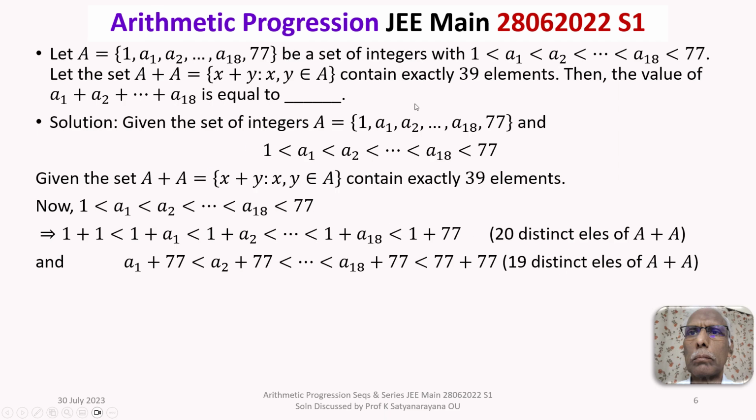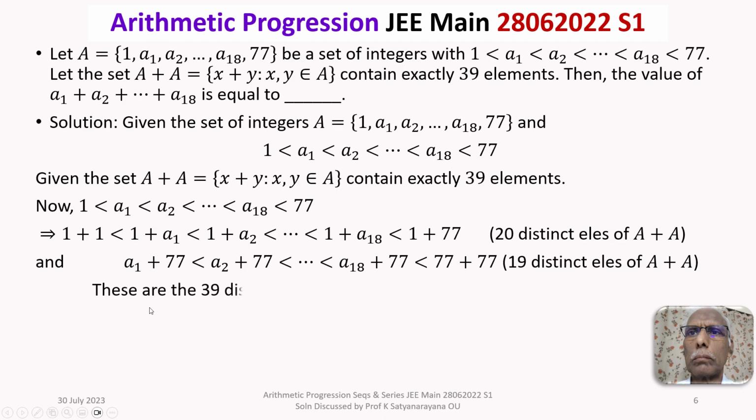So that means, in the question, A plus A contains exactly 39 elements. That means these are the 39 elements. And now the question is, what about the remaining elements x plus y, where x belongs to A, y belongs to A? There will be other elements of A plus A. What happens? The remaining elements will be one of these 39. So if you take an element in the remaining numbers, then that will be one of them.